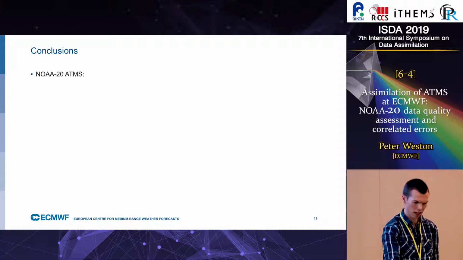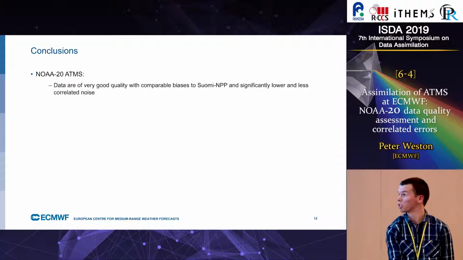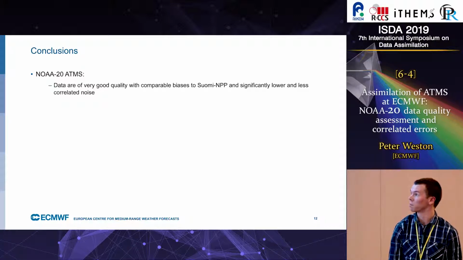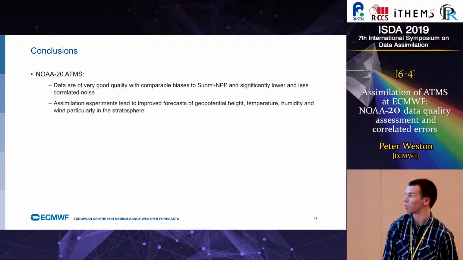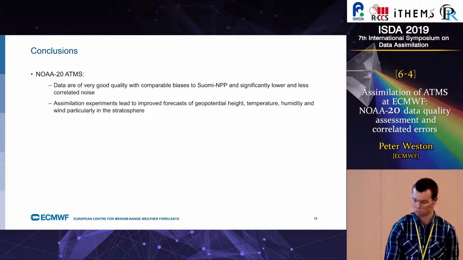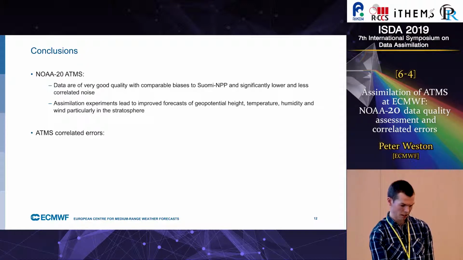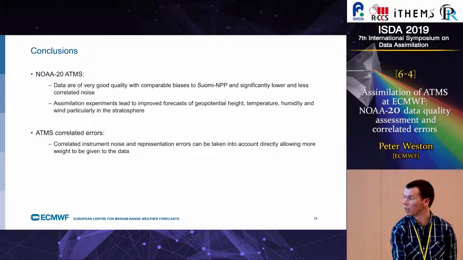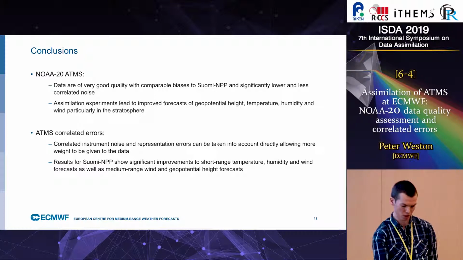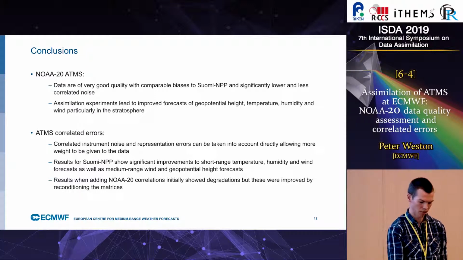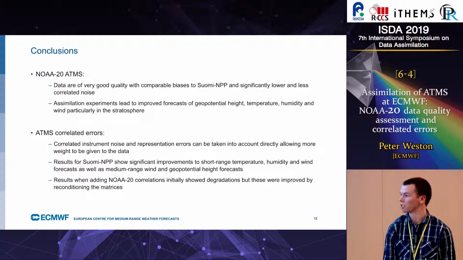So, conclusions. On NOAA-20 ATMS, the data is very good quality compared to Suomi-NPP, with lower and less correlated noise. The assimilation experiments lead to improved forecasts of various different variables, particularly in the stratosphere. Taking account of ATMS correlated errors can be done directly now, with results showing significant improvements to short-range forecasts and medium-range wind and geopotential forecasts. And finally, when I added the NOAA-20 correlations, they initially showed degradations, but these were improved by reconditioning the matrices. So that's all I have.